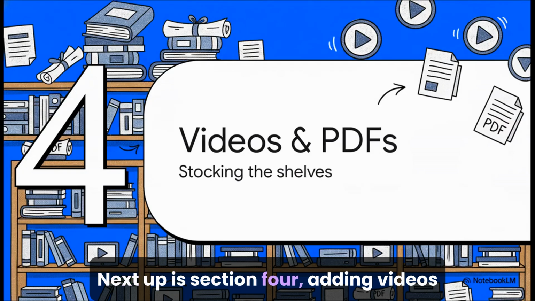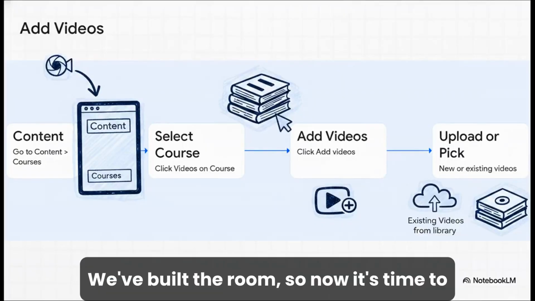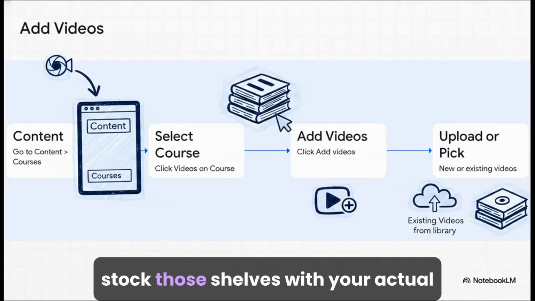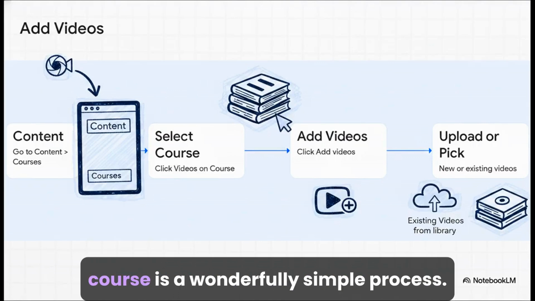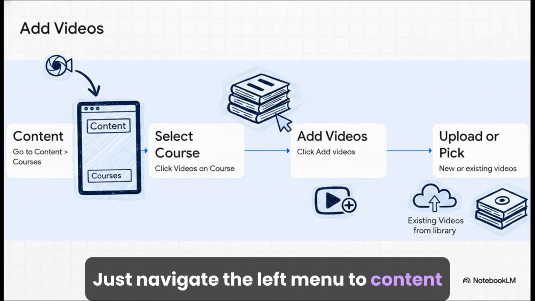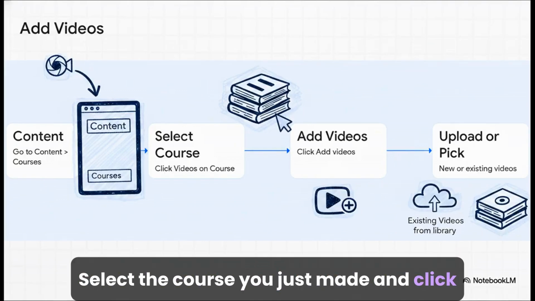Next up is Section 4, Adding Videos and PDFs, Stocking the Shelves. We've built the room, so now it's time to stock those shelves with your actual educational materials. Getting your video lessons into the course is a wonderfully simple process. Just navigate the left menu to Content and then click the brand new Courses tab. Select the course you just made and click Videos.